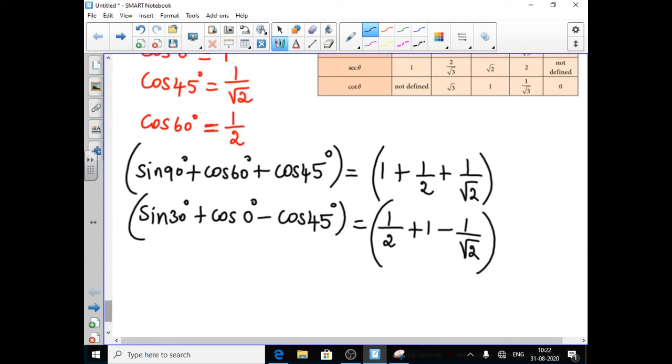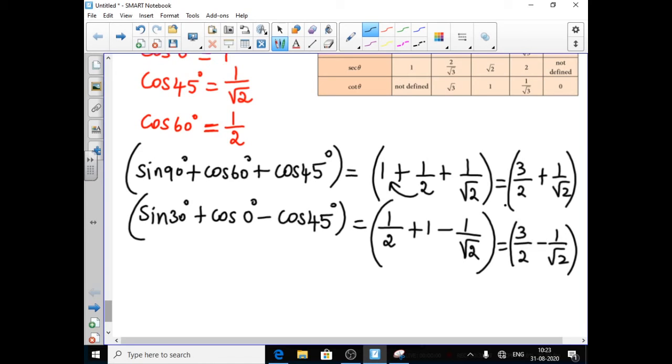So see this. We can change the order in the second one. 1 plus 2 plus 1, so if we add, what we get is 3 by 2 plus 3 by 2. So 3 by 2 plus 1 by root 2, and 3 by 2 minus 1 by root 2. We can take it like this, right? So we can write it as 3 by 2 plus 1 by root 2 multiplied by 3 by 2 minus 1 by root 2.